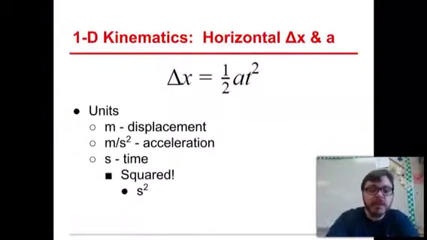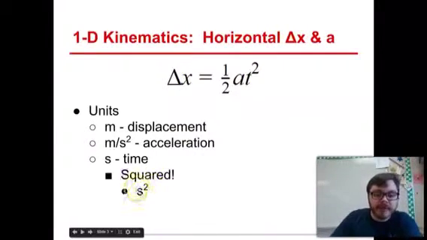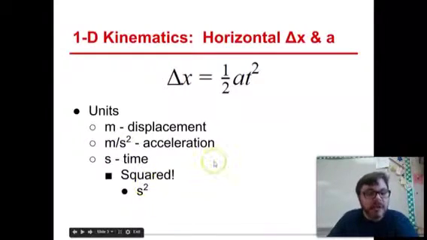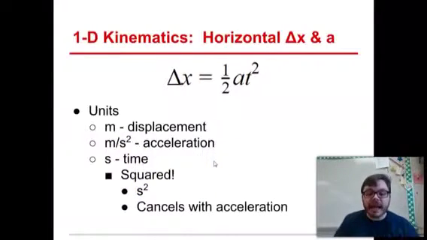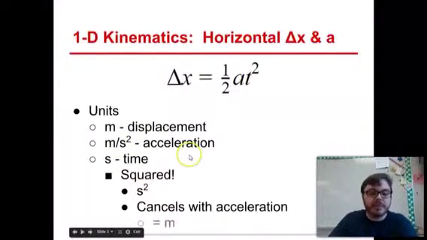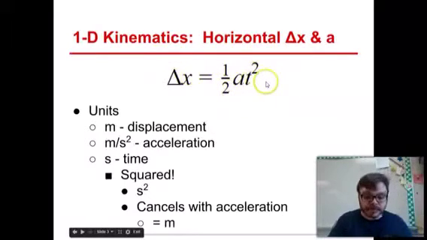Well, this second squared in time squared is being multiplied by the acceleration. So you get meters per second squared times second squared. And what's going to happen is that's going to cancel with the acceleration unit. We're going to get those seconds squared canceling, and we're left with meters, which is good because this equation in this form is solving for displacement. So we want our final unit to be meters, which it is because this second squared cancels with the meters per second squared to give us those meters.